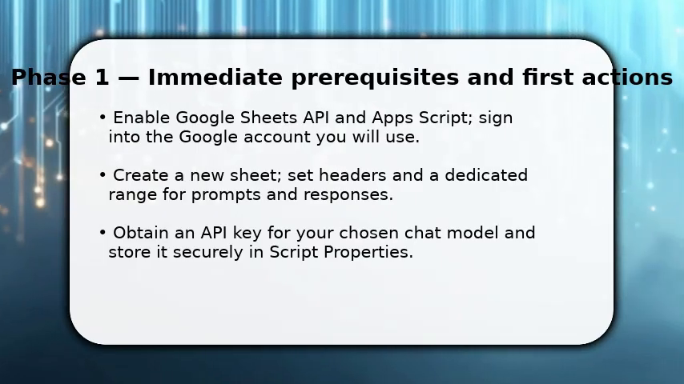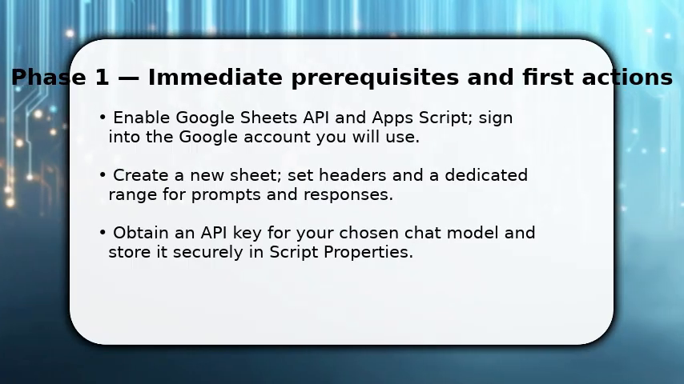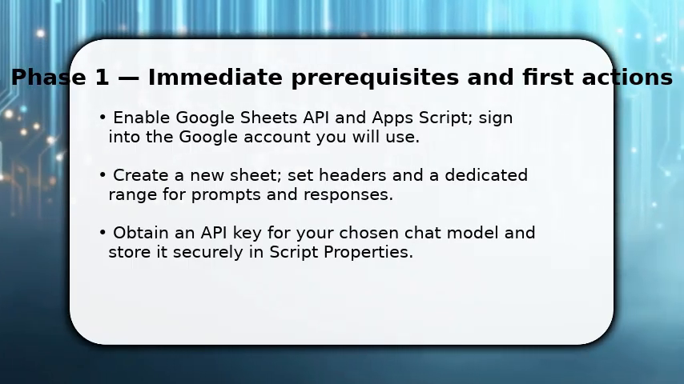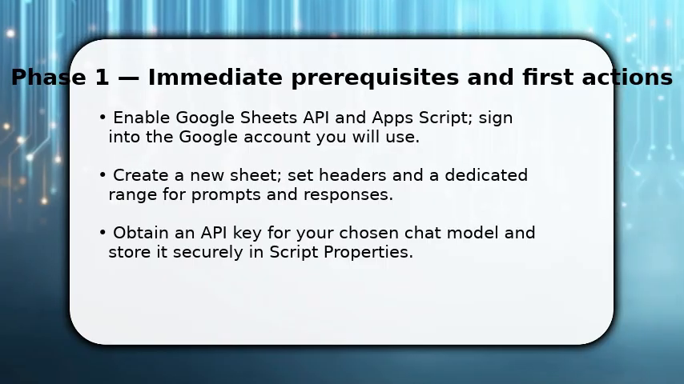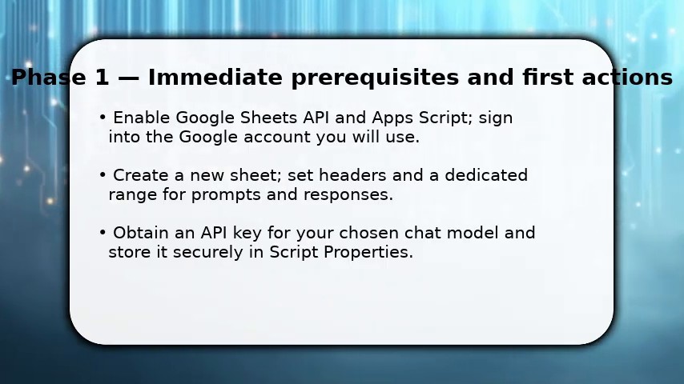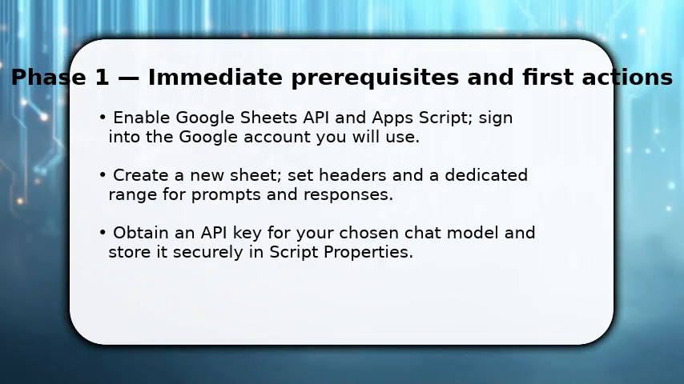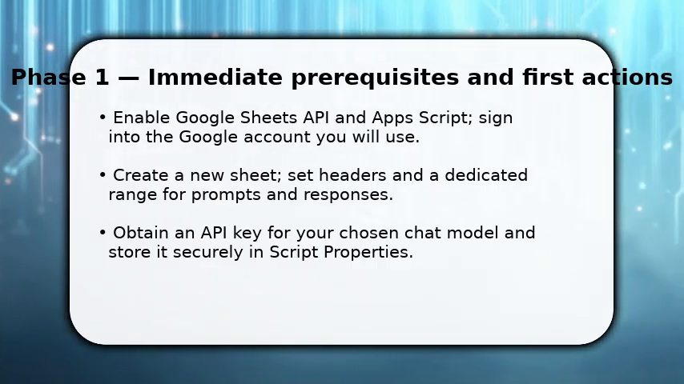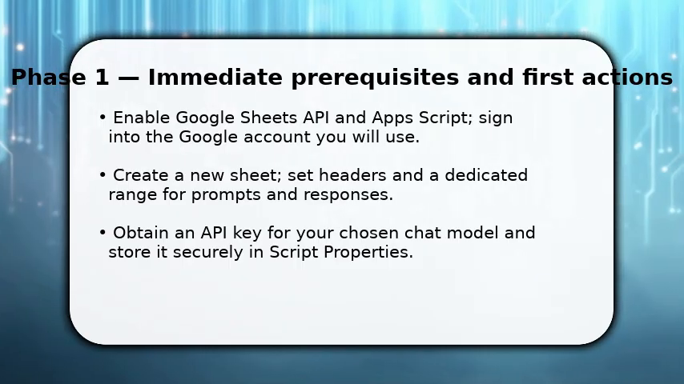You start by confirming prerequisites. Enable Google Sheets API and open App Script for the spreadsheet. Create a sheet with clear headers, for example, prompt, response, status, and reserve a range for input. Next, add your chat model API key into script properties so the key is not visible in cells.